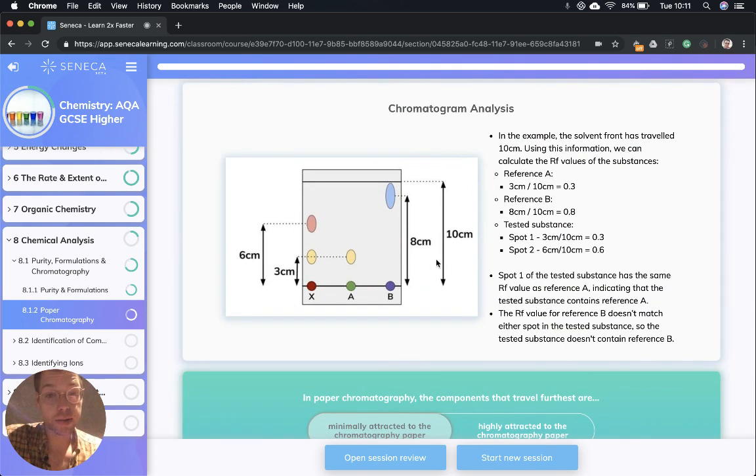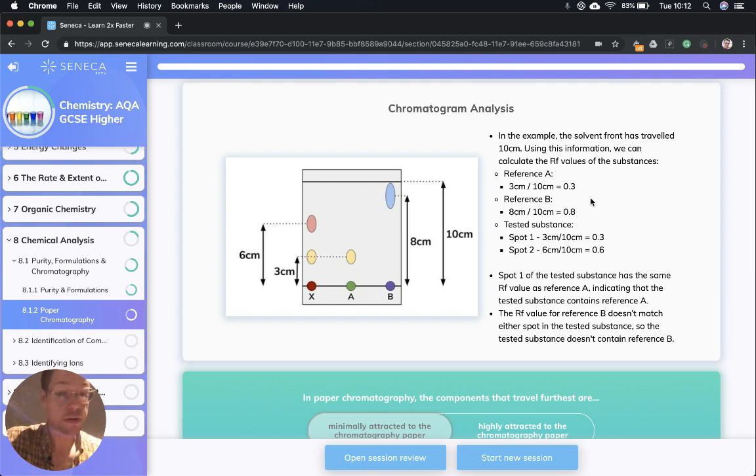Now let's talk about a little bit of analysis. So let's take an example, and let's say that the solvent traveled 10 centimeters, okay? And let's say reference A traveled 3 centimeters. So how do we calculate the RF value? Well, nice and simple, we do 3 divided by 10. So it's the distance that the reference traveled divided by the distance that the solvent traveled, okay? So 3 divided by 10 would be 0.3.